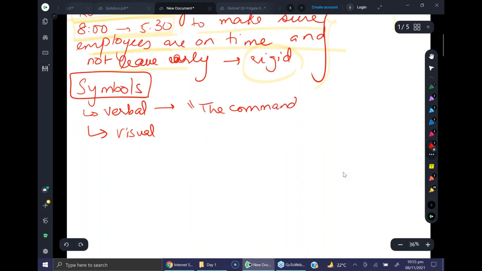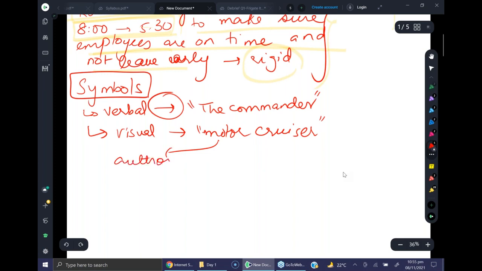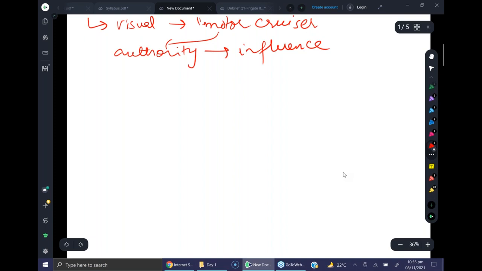So in the exam, you're not supposed to be using these arrows and bullet style writing. You will have to write in paragraph form. I'm just saving my time here writing in bullets. Okay, so the commander is his obsession with authority, and a visual symbol is that he has an expensive motor cruiser, the boat he has. So these are symbolizing that this is the person of authority and he is in a total position to influence the culture. So this is one point you can add to the total 7 or 8 points we have to write.